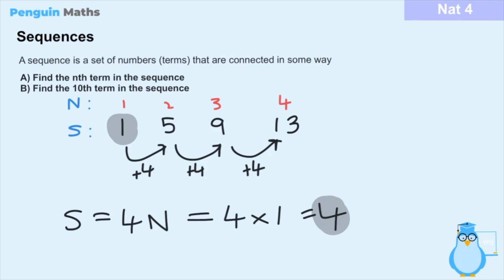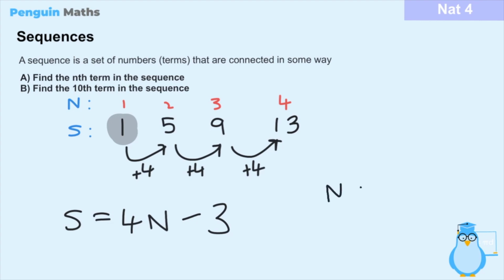So that means we have to adjust the equation of s is equal to 4n so that we end up with an answer of 1 instead of 4. And the simple way of just doing that is to take away 3. So if we have 4n is equal to 4 minus the 3, that will give us a value of 1. Now let's just double check this for one other value of n and s in this equation.